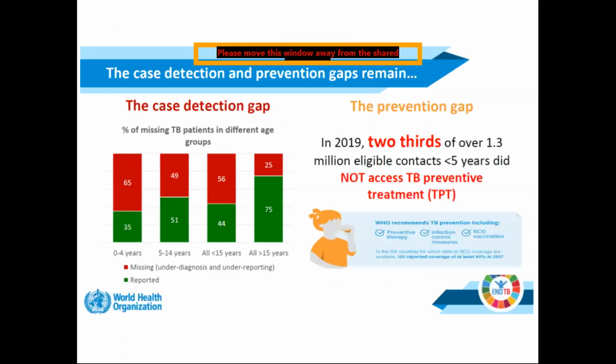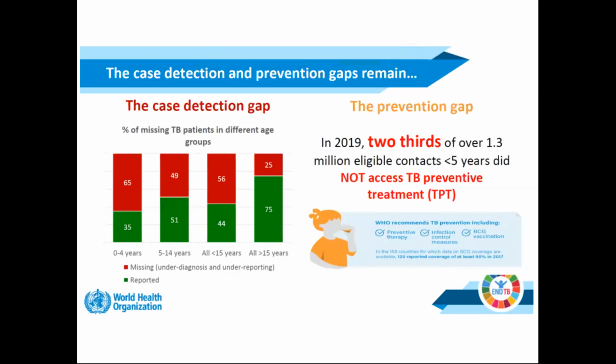And we have significant case detection and prevention gaps. So if you look at children who are below the age of 5 years, almost 2/3 of them are either undiagnosed or unreported. And then if you go to the age group of 5 to 14, that's just about half. And then if you compare adults and children, taking children below 15 years, you find that just over half of the children are not reported compared to a quarter in adults.